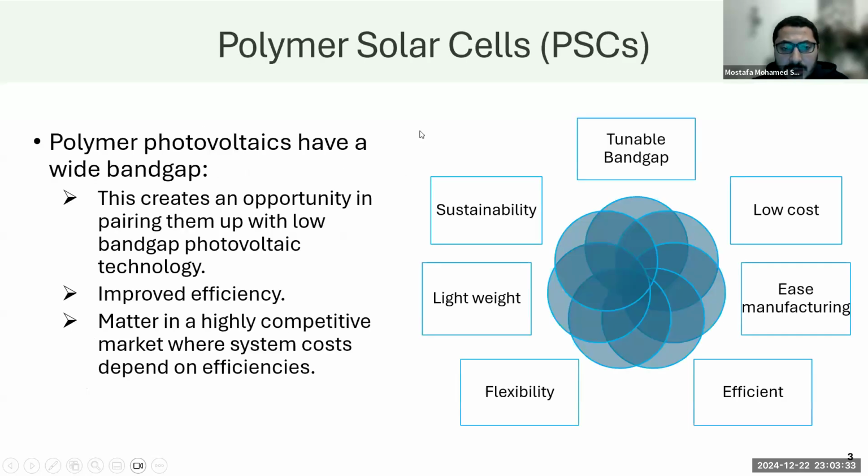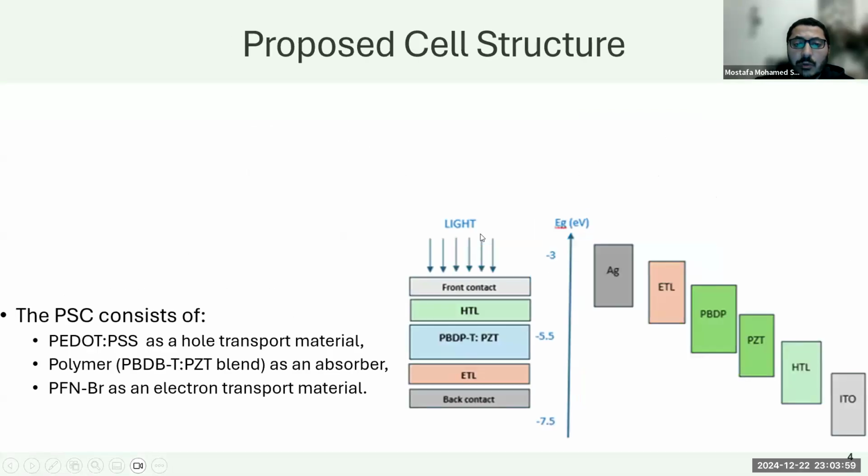The polymer solar cells. Polymer photovoltaics have a wide band gap. This creates an opportunity in pairing them up with low band gap photovoltaic technologies. The polymer materials have a lot of advantages like tunable band gap, low cost, ease of manufacturing, efficient flexibility, lightweight, and sustainability.